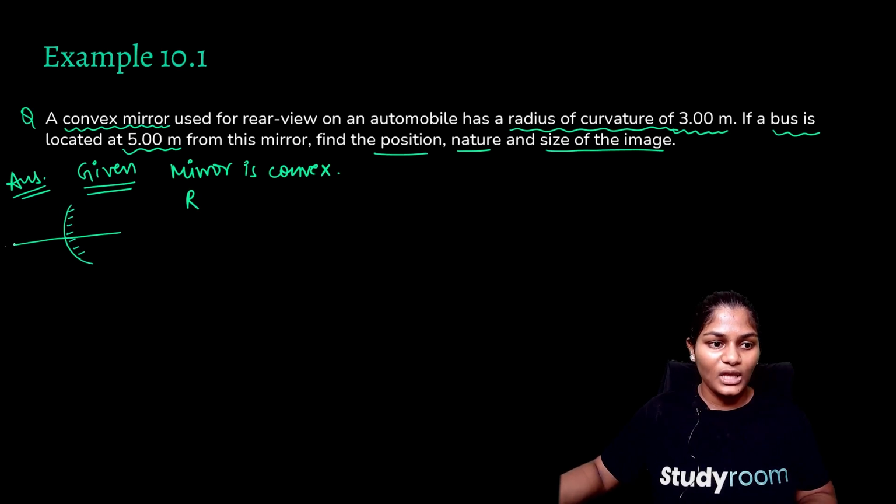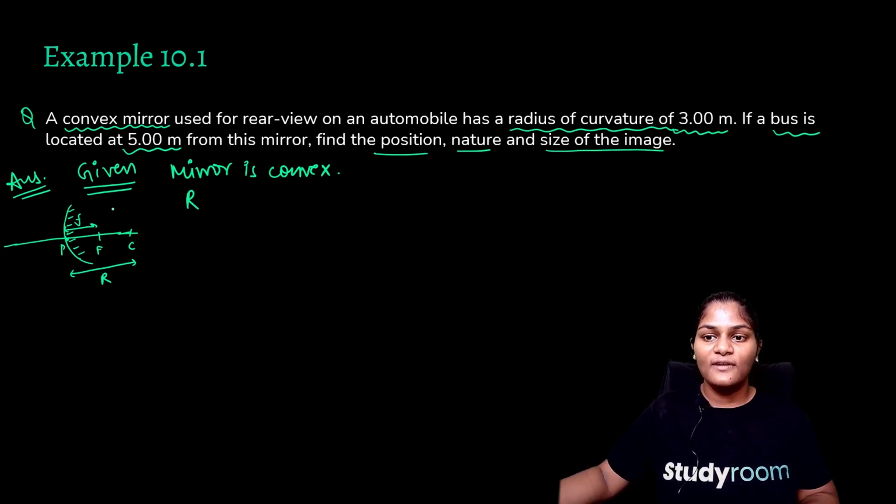Now, in case of a convex mirror, where is the focus? Here or here? On which side? On the right side of the mirror, right? So my focus is somewhere here. This is my focus. This is called my focal length. Somewhere here is my center of curvature, and this is my pole. The distance between the center of curvature and the pole is known as the radius of curvature.